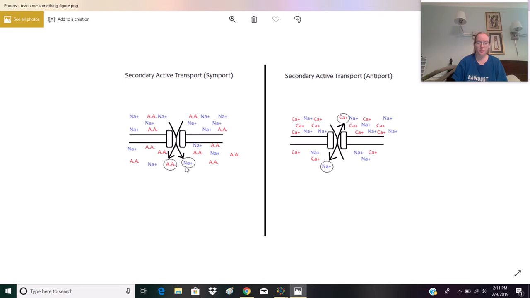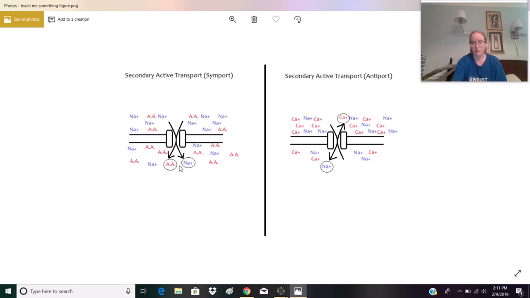In animals, sodium ions are at a higher concentration on the outside of the cell than they are on the inside of it. Organic molecules, on the other hand, and in this case I chose to use amino acids, are at a higher concentration inside the cell, which means that active transport is required to bring them into the cell. So to get the amino acids into the cell, they're coupled up with the sodium ions.